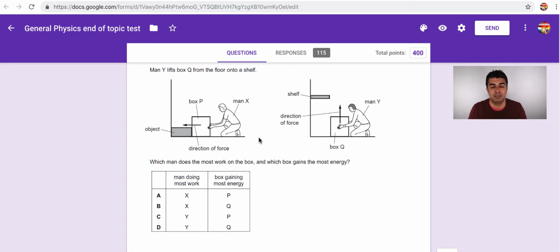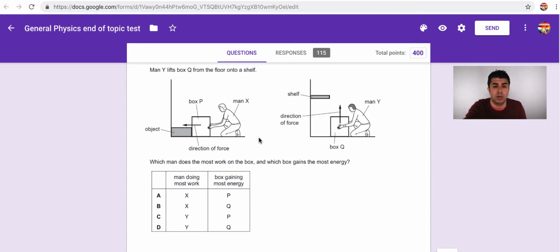When we do this, very often we put ourselves in the situation where the question is actually asking what's been done to the box. So some students might think that if you've got an object in the way of box P and you're pushing it, they're doing a lot of work because they can't actually move it. And again, they're bringing themselves into the equation, whereas we're only focused on the actual box itself.